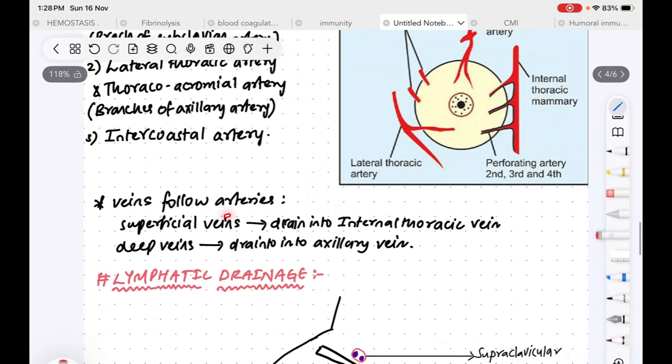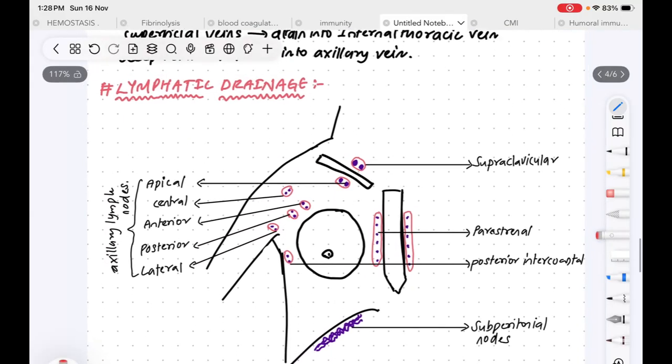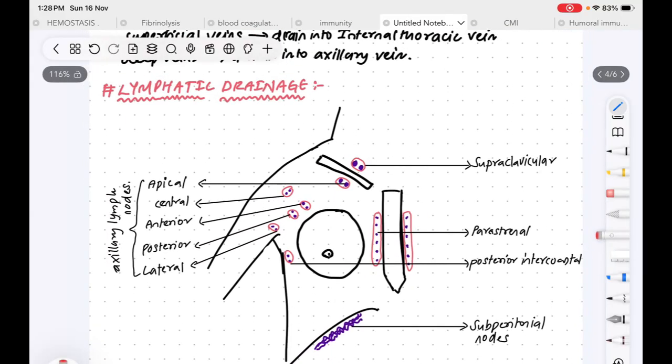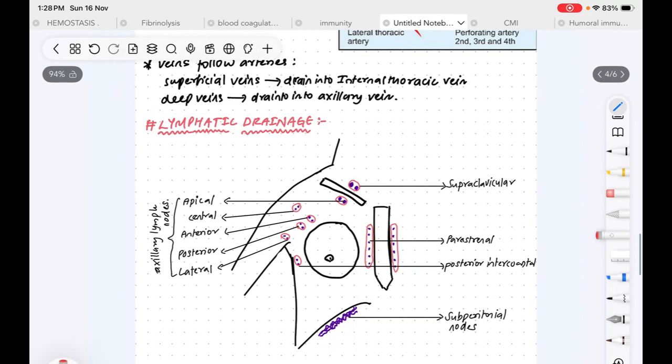Now veins follow the arteries. Superficial veins drain into the internal thoracic vein, whereas deep veins drain into the axillary vein. Now the lymphatic drainage, the most important thing of the mammary gland. This lymphatic drainage can be asked as a separate SAQ also. Please do focus on the lymphatic drainage.